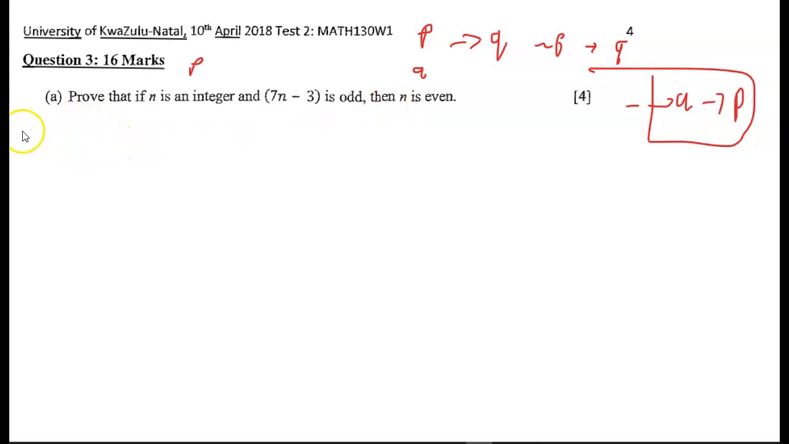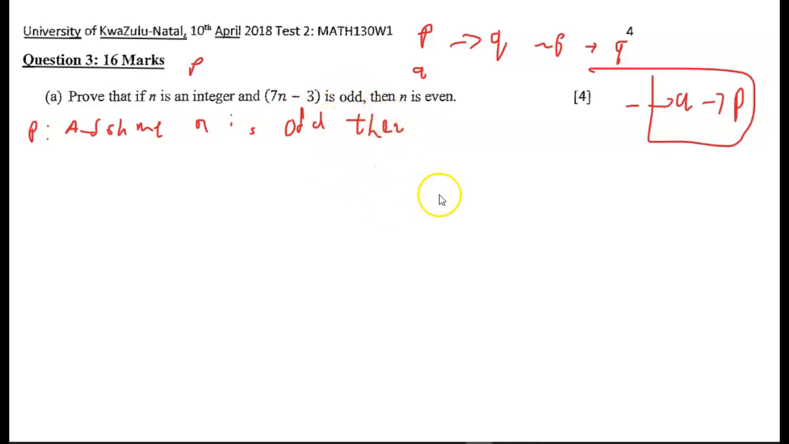So you write your proof down, right? Proof. Assume n is odd.